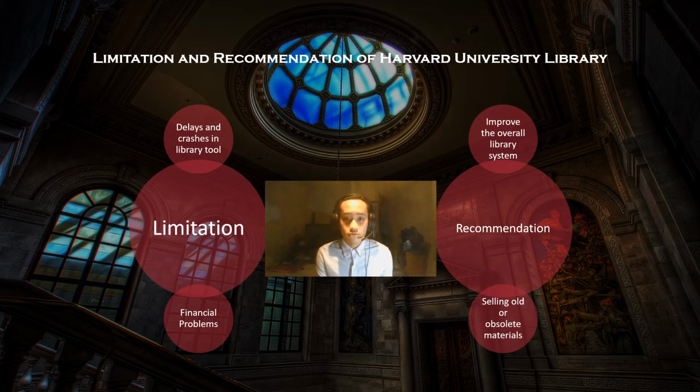For them to solve these problems, Harvard University Library can improve the overall library system by hiring an IT specialist to help them update the library system regularly. Lastly, for financial, they can try to sell any old or obsolete materials to other libraries. By doing so, it can help them increase their financial funding. They can also hire publishers that are not too demanding and are affordable.